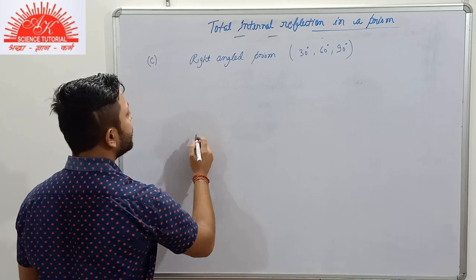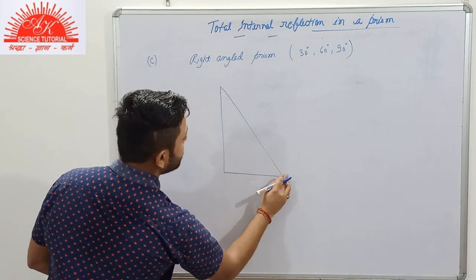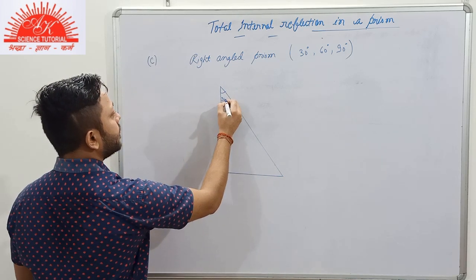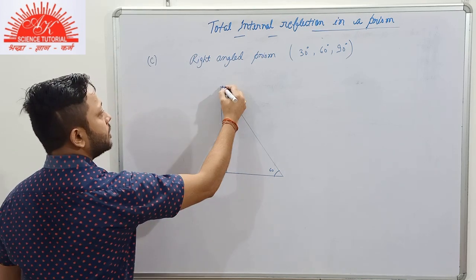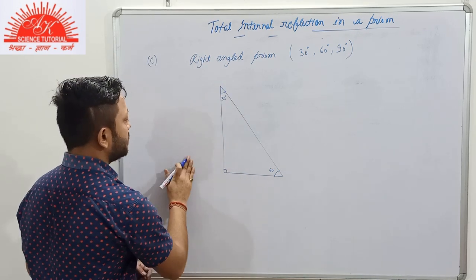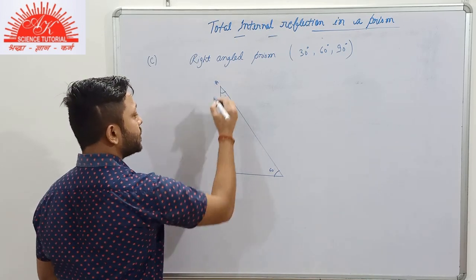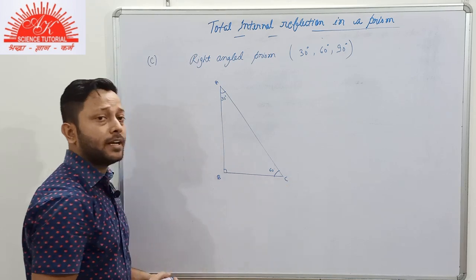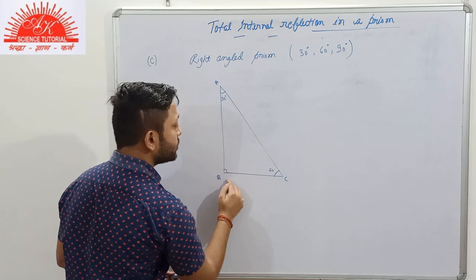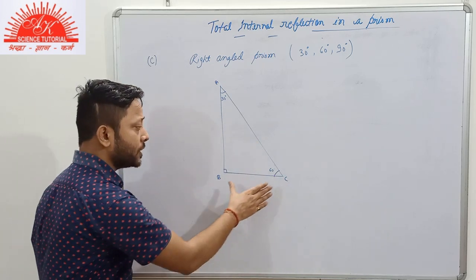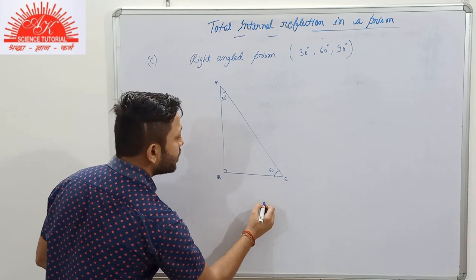I'll draw a schematic diagram for you. Here we have the prism 30, 60 and 90. Now for total internal reflection to take place, here we have a special case that the light ray has to enter the prism through this face only, through the face BC only. I'll explain it to you in the same video.